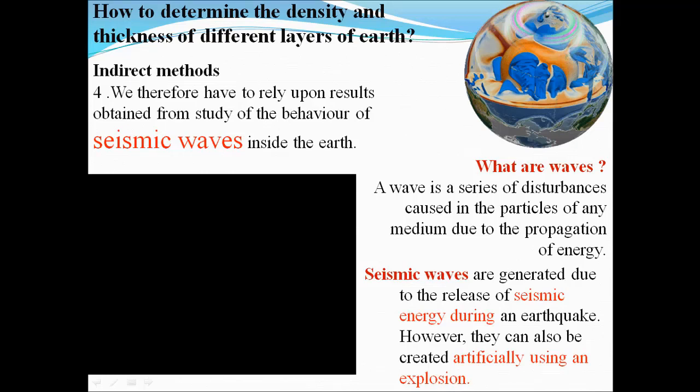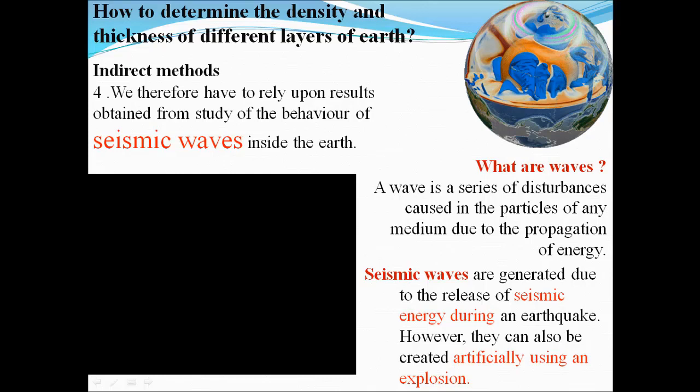Now how to determine the density and thickness of the different layers? The fourth important and significant indirect method is the use of seismic waves. Among all the methods like temperature anomaly, geostatic pressure, and density of rocks and minerals, this particular method became very significant. We therefore have to rely upon the results obtained from the study of the behavior of seismic waves inside the earth.